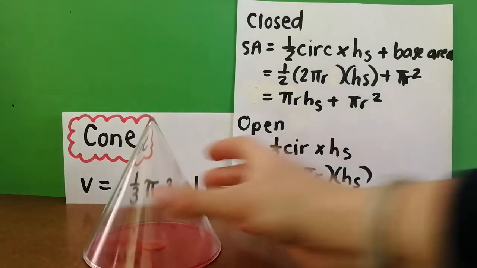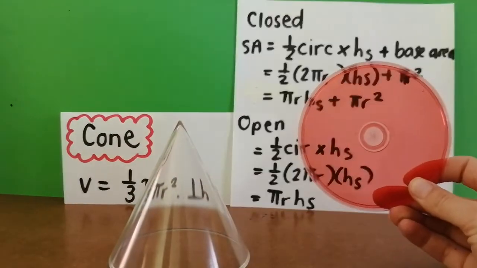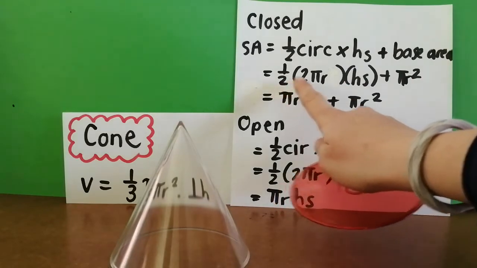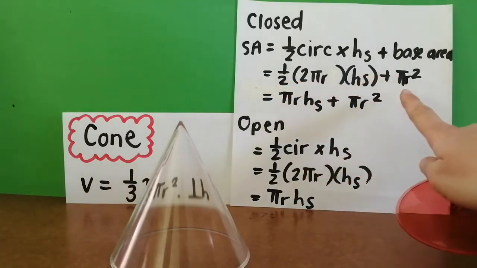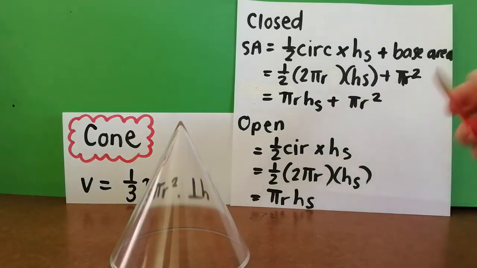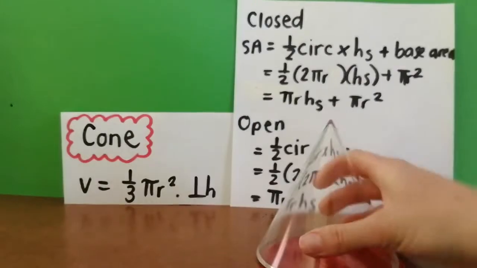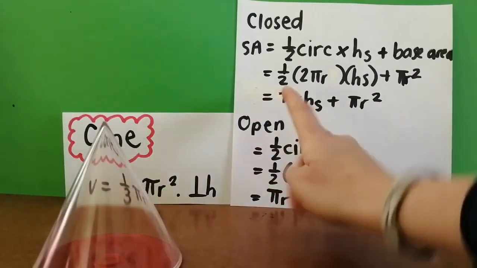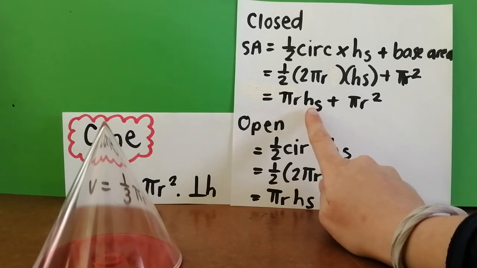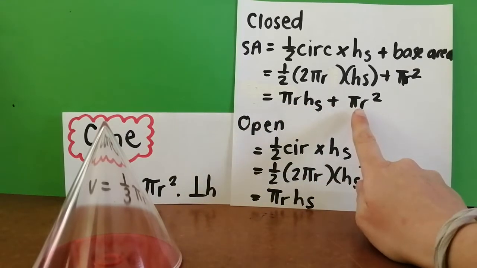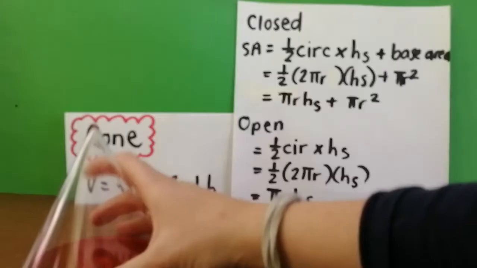What is that area of the base we're adding on for surface area? It's the circle. So we've got half of 2 pi r times the height slant, plus pi r squared. Where does that pi r squared come from? It comes from the circle that closes this cone. So simplifying that formula, I get pi r times the height slant plus the area of the base, pi r squared.